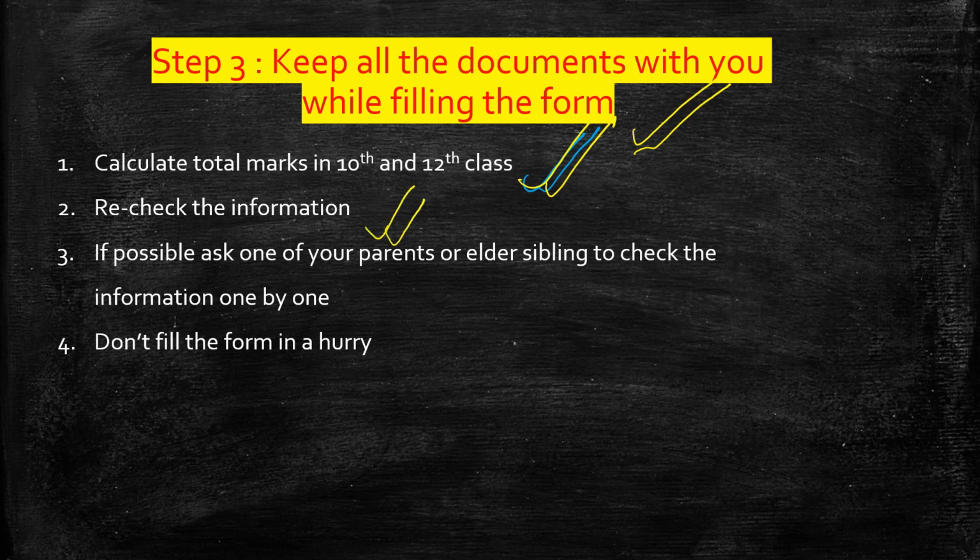If possible, ask one of your parents or elder sibling to check the information one by one. Don't fill the form in a hurry. Normally you guys fill the form in a hurry. Look, you have time, you can very nicely sit down and fill the form. Take a good 1 to 2 hours.